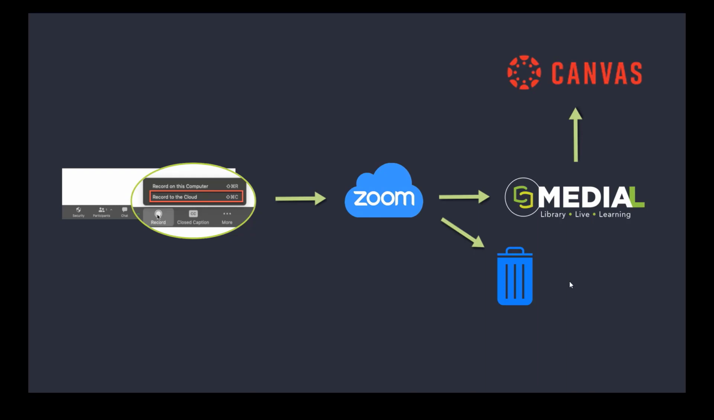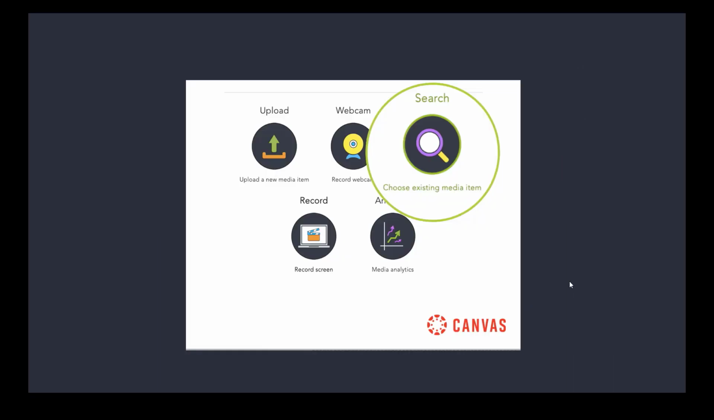So in Zoom you would record to the cloud as you would normally do. That would go to the Zoom cloud. At that point MEDIAL can ingest the content into the MEDIAL content management system and optionally delete that content from Zoom as well. Once it's into MEDIAL, it can be into Canvas as well because MEDIAL is available within Canvas. So this is kind of the workflow for that.